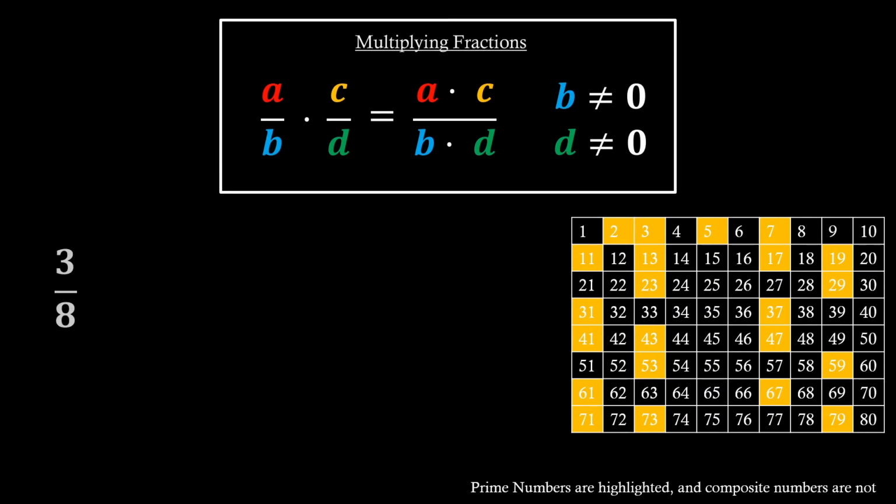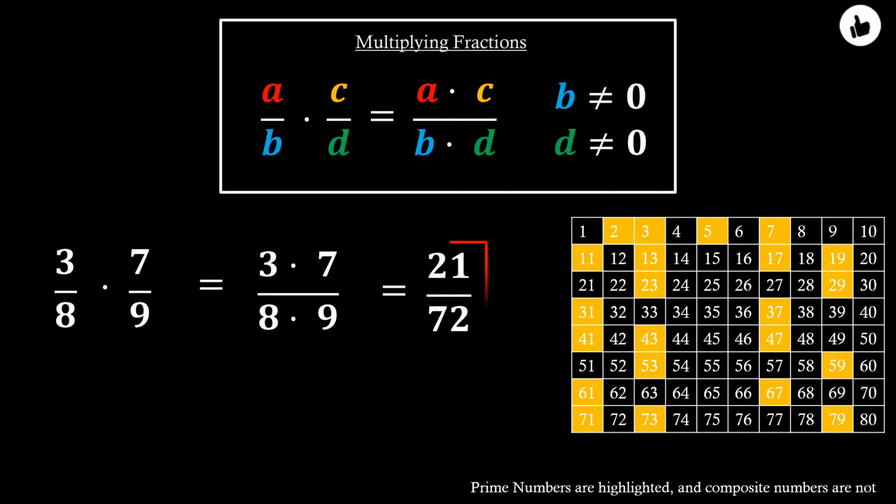Let's do one more example. 3 over 8 times 7 over 9 is equivalent to 3 times 7 divided by 8 times 9. So we can multiply things out to get 21 over 72, but again, this fraction would not be simplified. So before we multiply things out, let's express the numerator and denominator as product of primes.